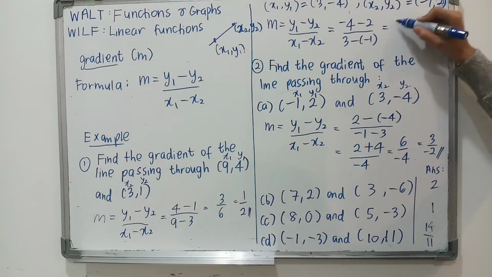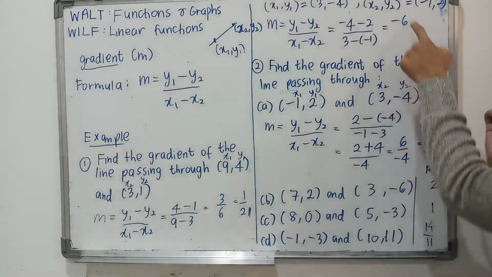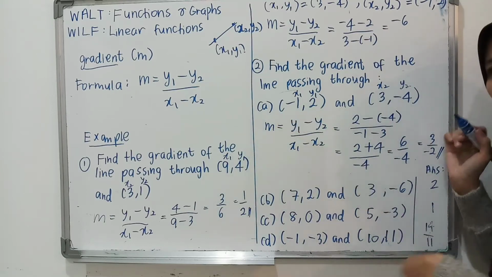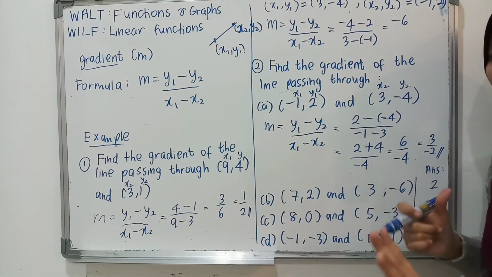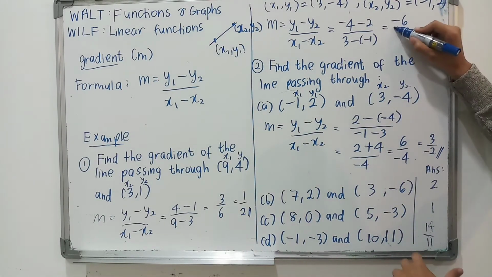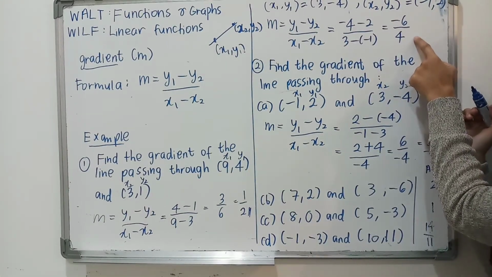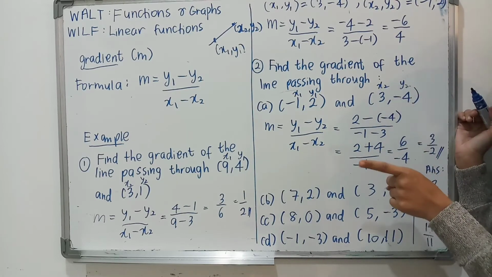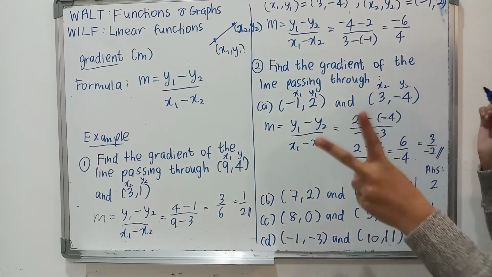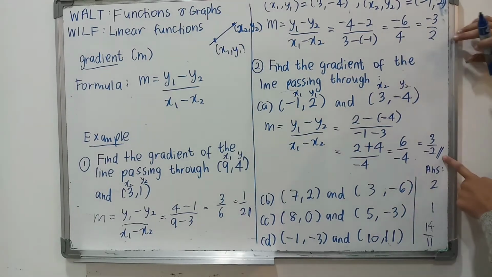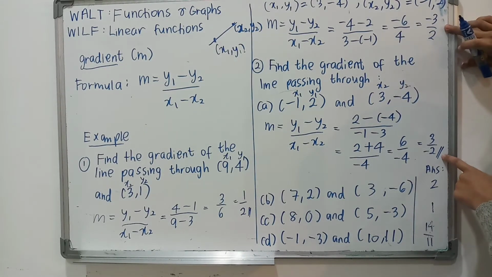So you will get negative 6. How do I get negative 6? Negative 4, negative 2. You owe 4 ringgit. You owe another 2 ringgit. You owe a total of 6 ringgit. Over 4. Can you reduce or simplify further? Yes. Divide both by 2. So you will get negative 3 over 2. Same answer? Same or not?